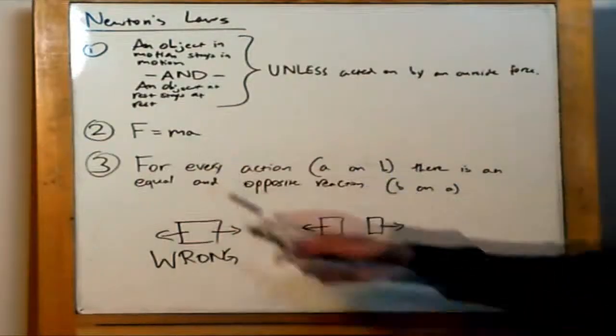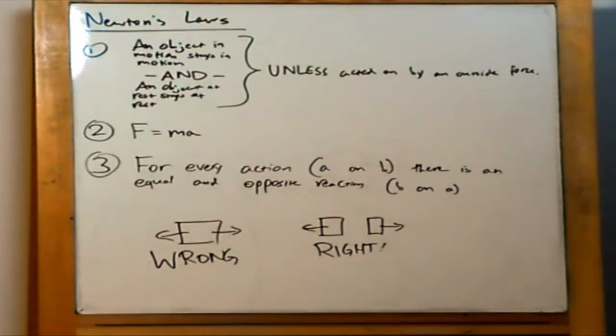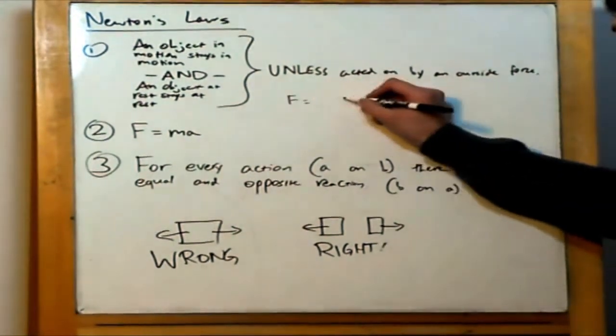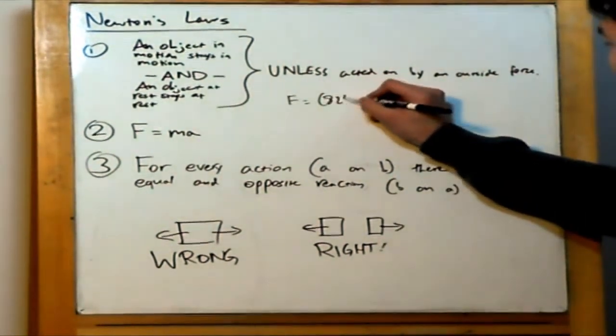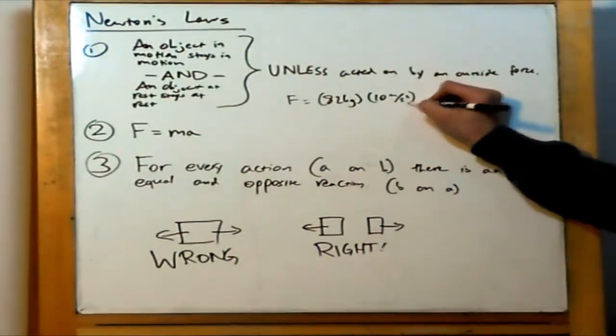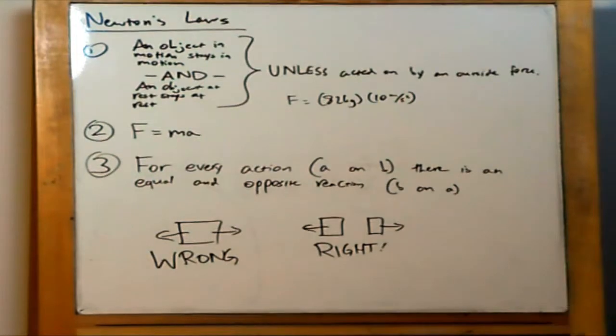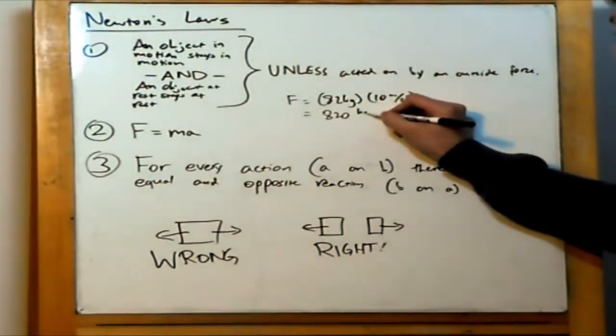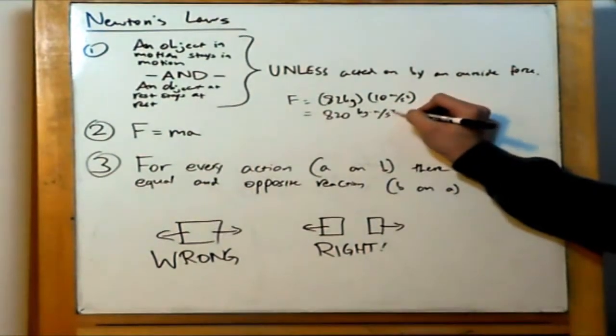Second law, force equals mass times acceleration. For this particular equation, you're going to want mass in kilograms and acceleration in meters per second squared. So let's say you have somebody, and he weighs 82 kilograms, and he's on Earth, so he experiences a gravitational acceleration of 10 meters per second squared. What is the force of gravity on him? Well, you simply multiply the two together, and you get 820 kilograms times meters per second squared.